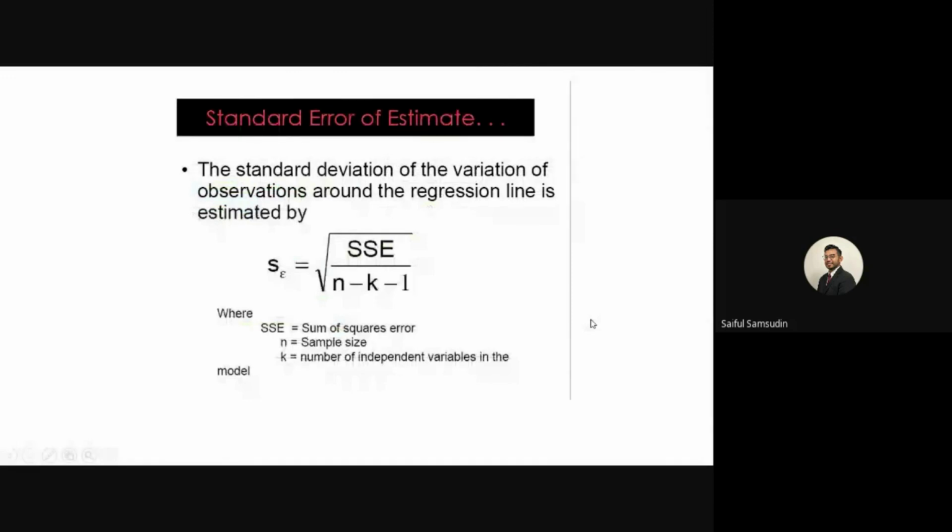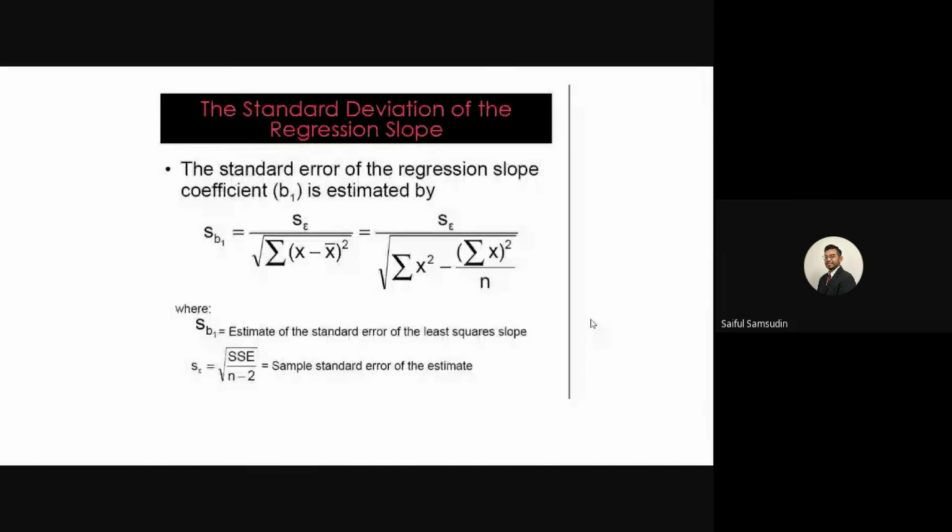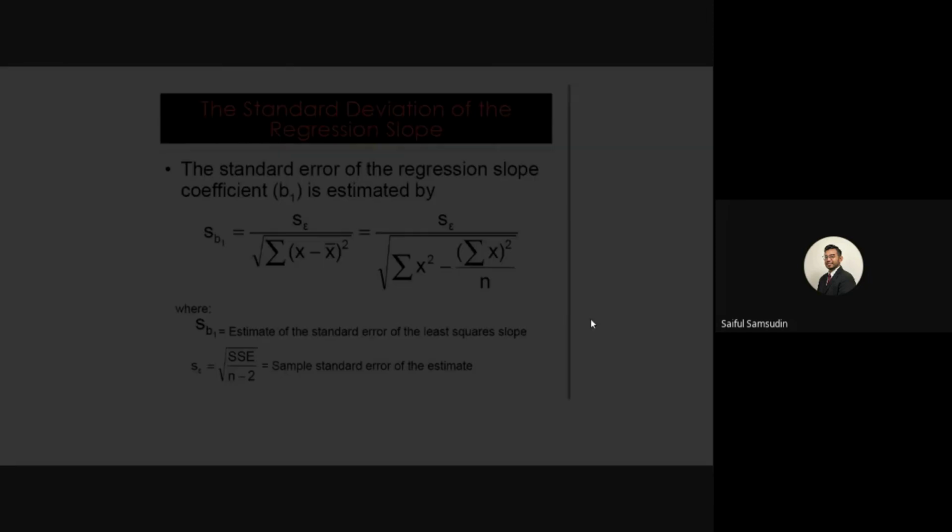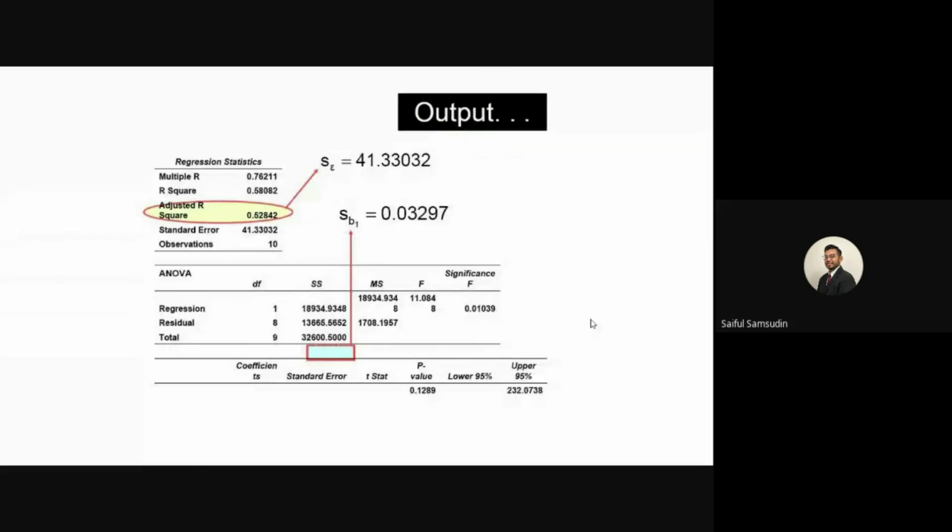So, standard error of estimate. The standard deviation of the variation of observations around the regression line is estimated. Okay, this one I think is not necessary to explain. You can read it after this. All right.